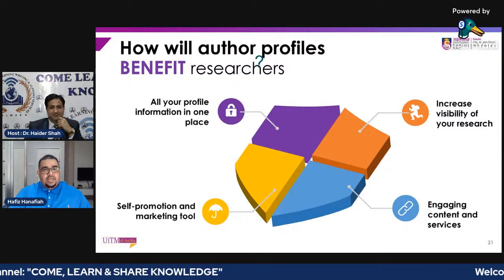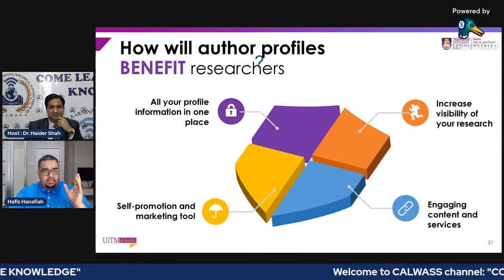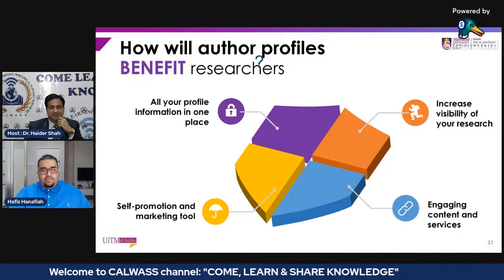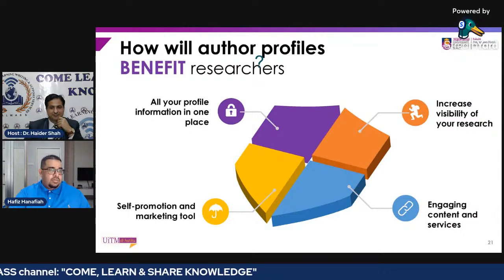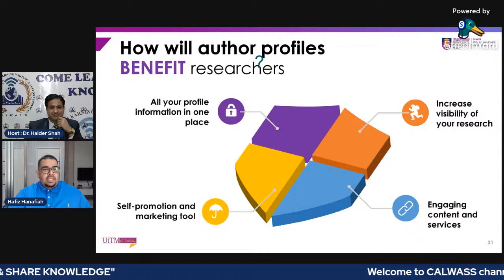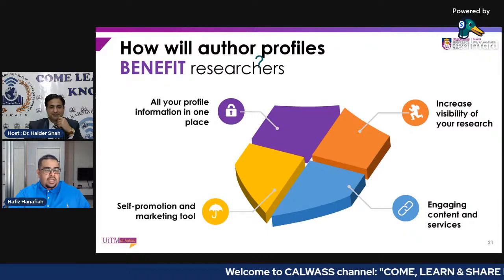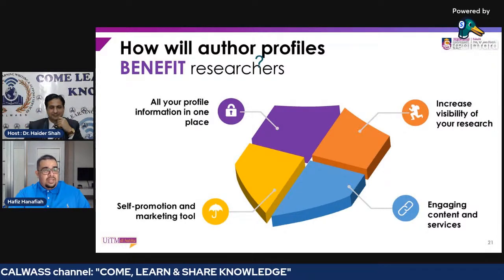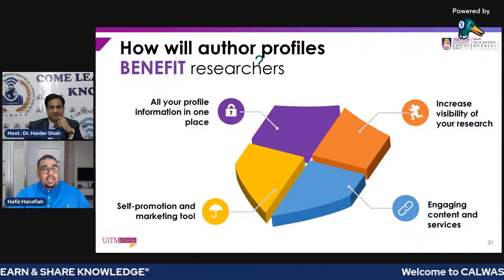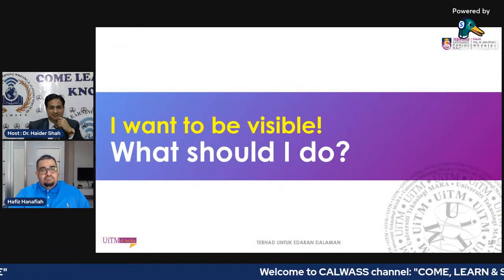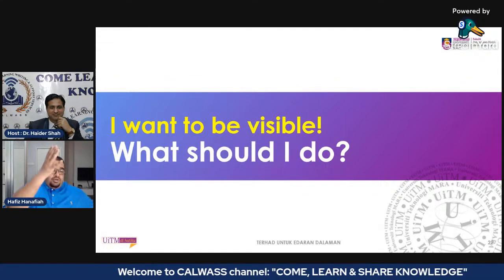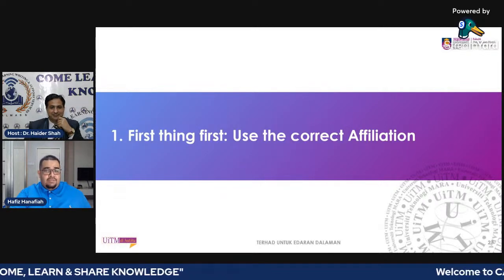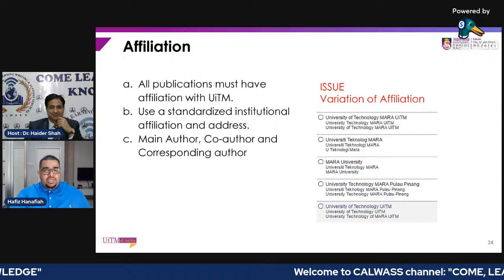And how do these profiles benefit researchers? First, you put all your profile information in one place. You increase the visibility of your research. It's a self-promotion and marketing tool. It's very user-friendly, and it offers engaging content and services. They come up with all these altmetrics that rank and quantify your research works and also your efficiency in doing research. And the question is, maybe you are interested to become visible. So the question will be, what should I do? First, use correct affiliations. So you can see here, this is my affiliation.